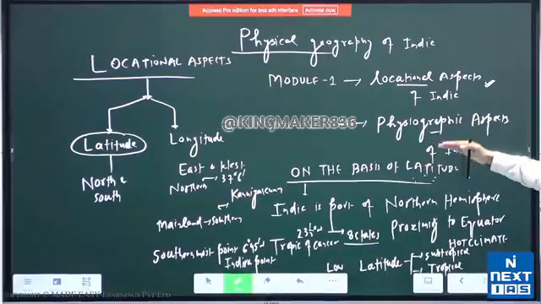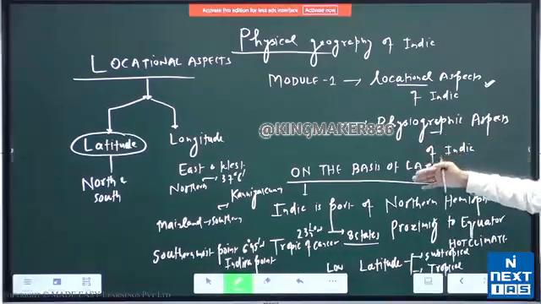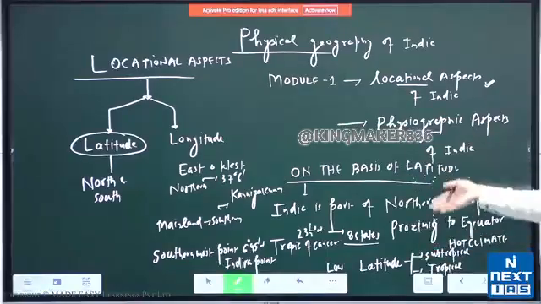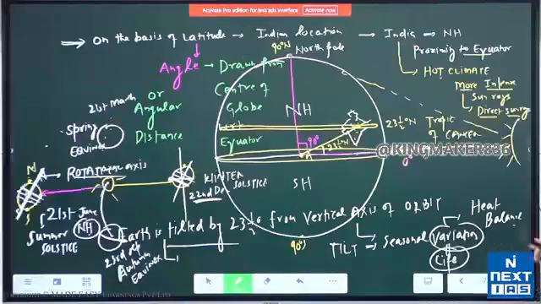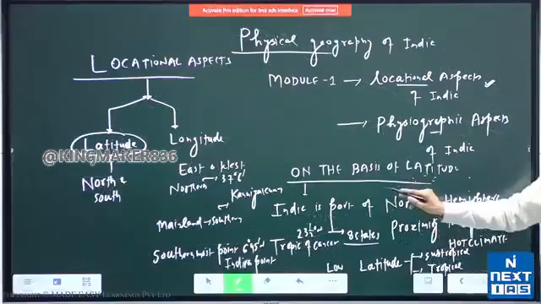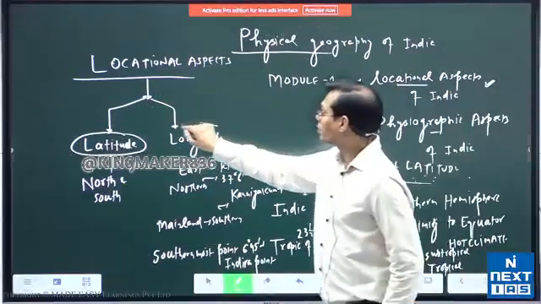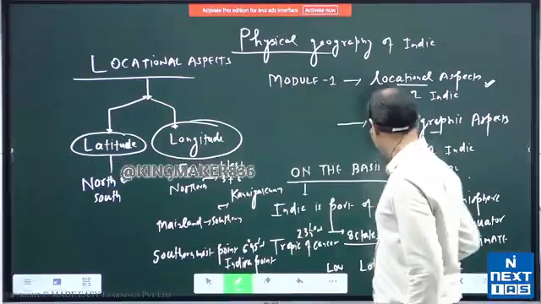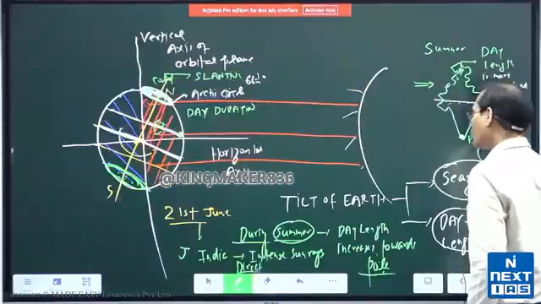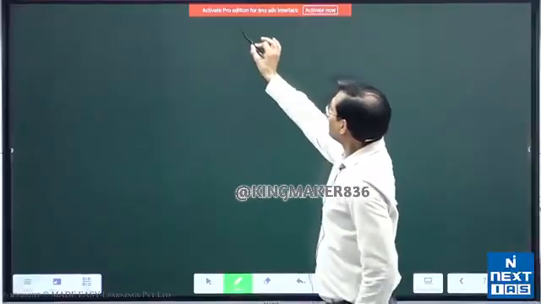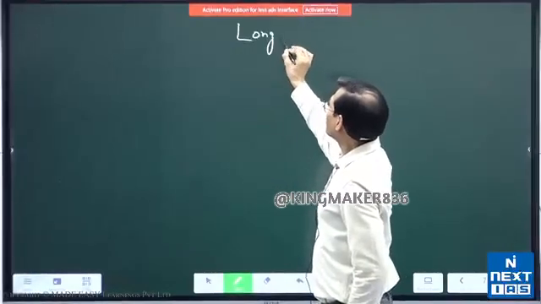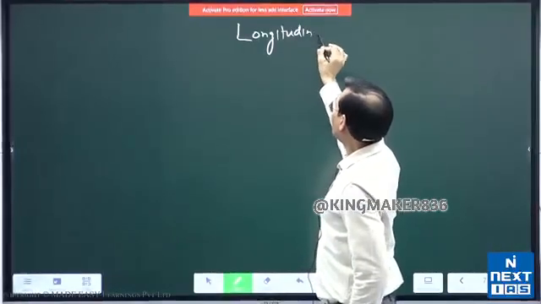So in physical geography, if you talk about latitudinal aspects, then this is the part we have focused upon. And overall, as I said, location means not only latitude but longitude as well. The longitude. So one more part we can focus on here: the longitude, or longitudinal aspects of India.